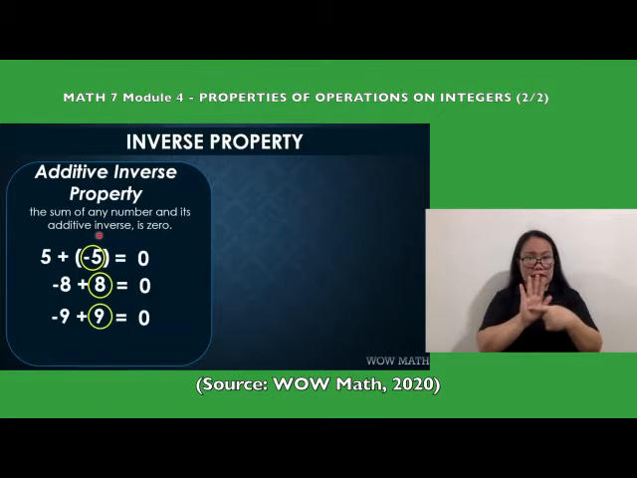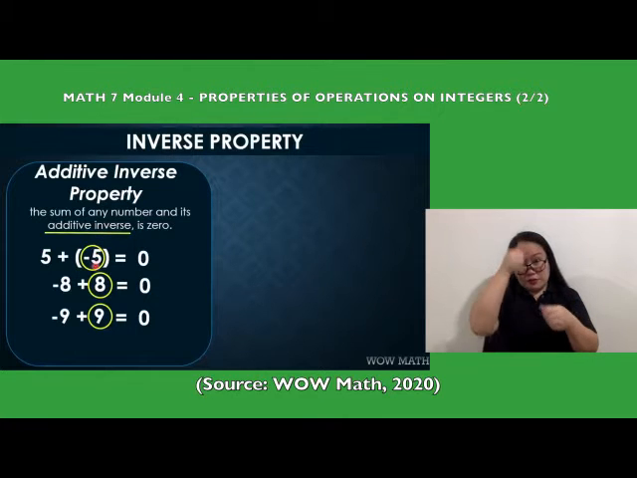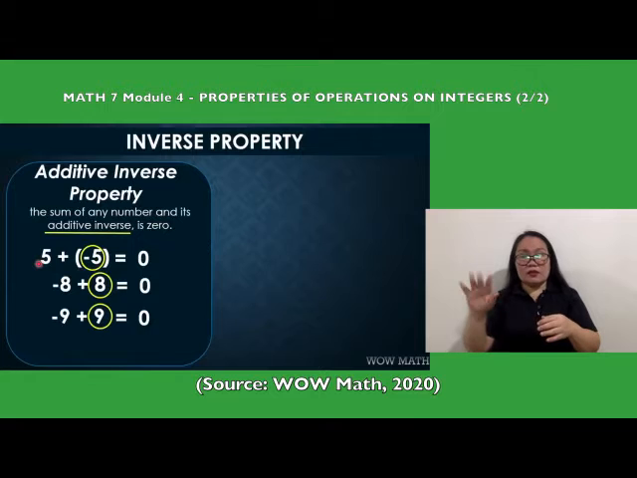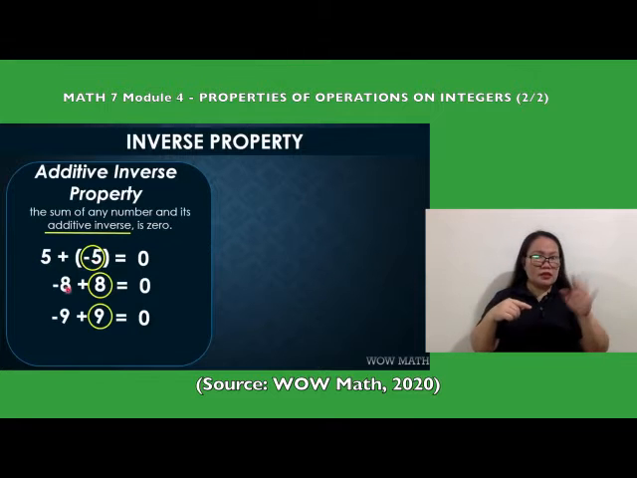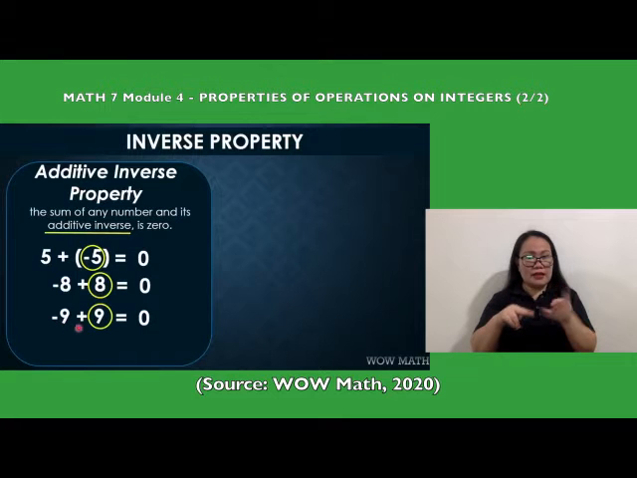Okay, so pag sinabi nating additive inverse, this is the opposite. So, what do we mean by opposite? Positive, you will add negative. Negative, you will add positive. Bakit add? Kasi additive. Additive inverse means positive, negative; negative, positive. Or this is the opposite.